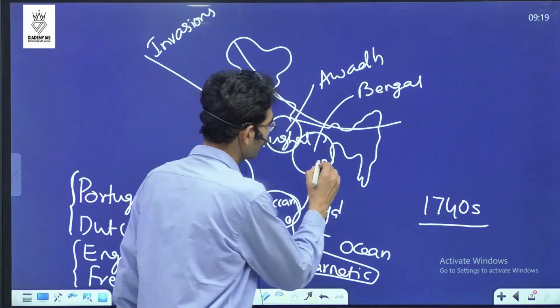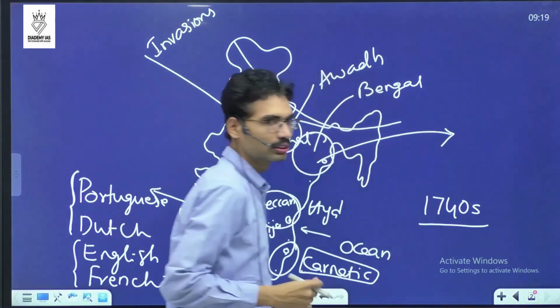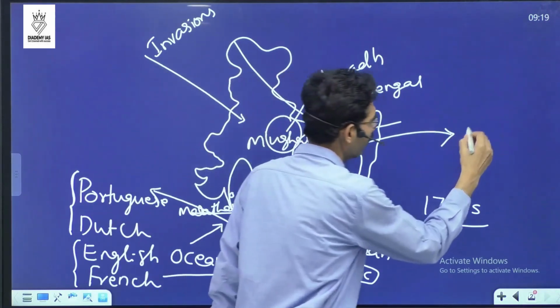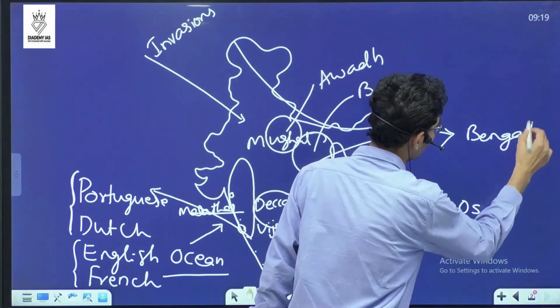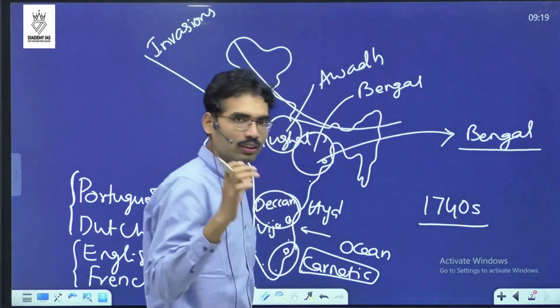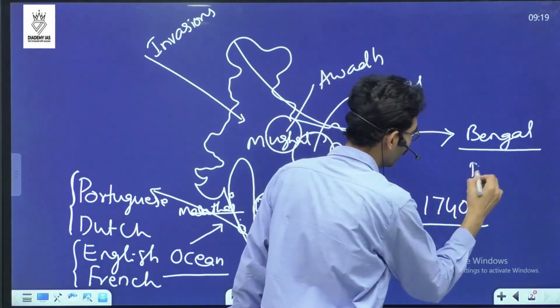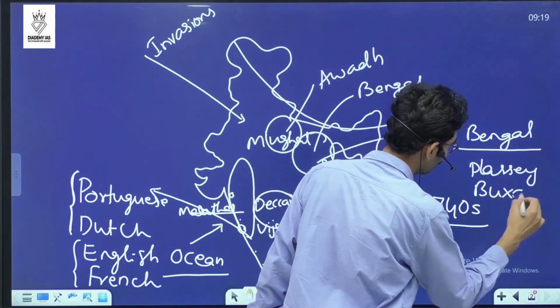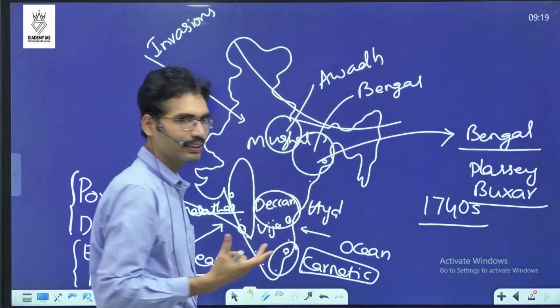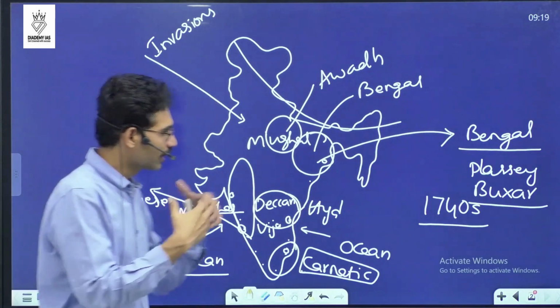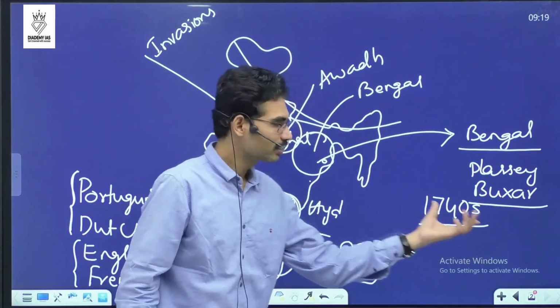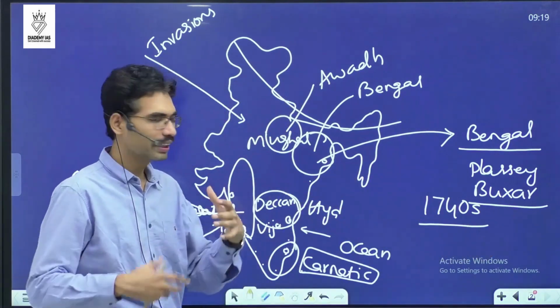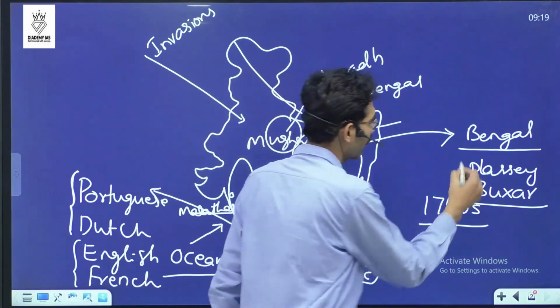In this way, the British won Bengal. When it comes to Bengal, two important battles were there. One is the Battle of Plassey, the second one is the Battle of Buxar. With these two battles, Bengal became a province of the British. The British indirectly started controlling Bengal.